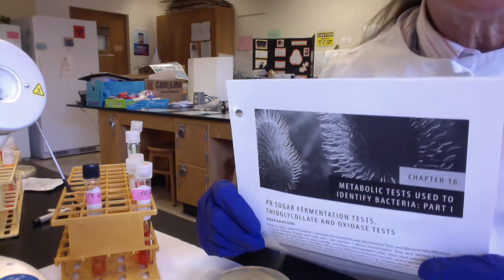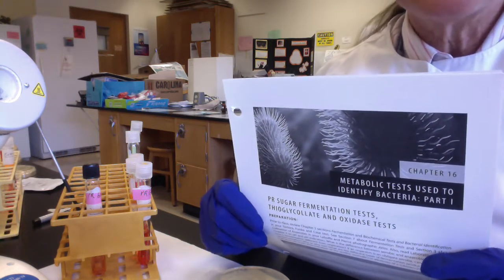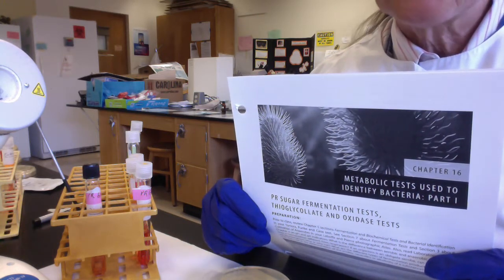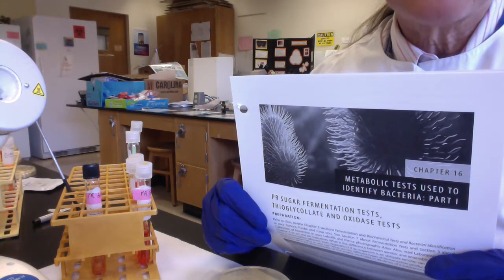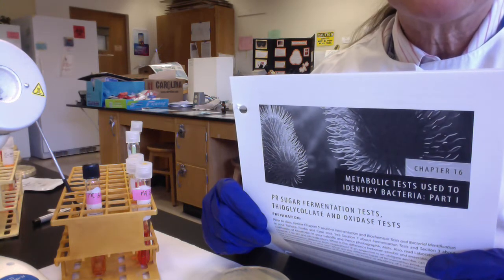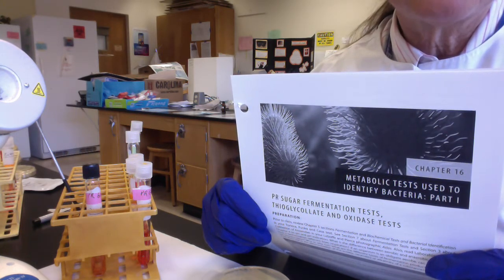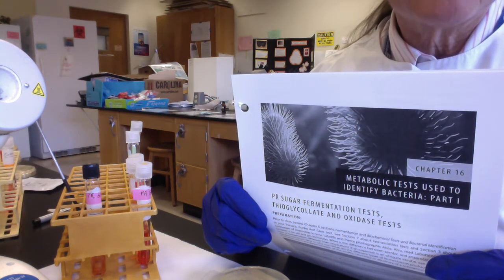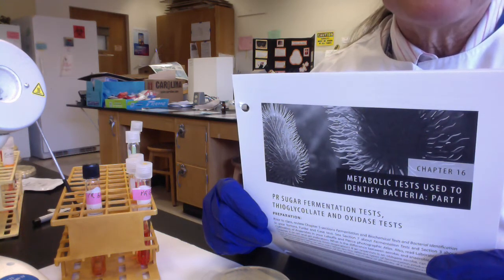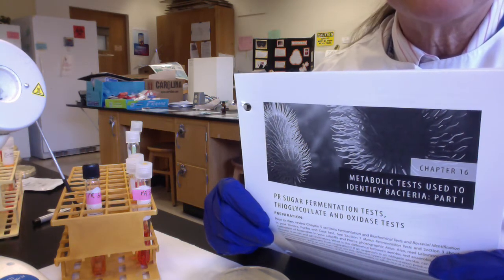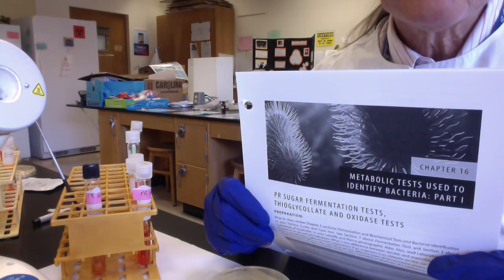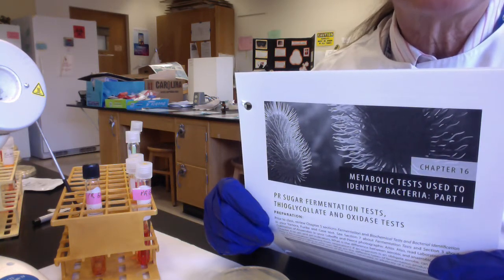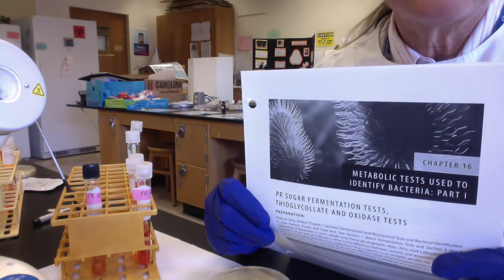Hopefully you'll be able to see how we would have done these techniques if we don't get to do them in person. This is going to be a short video on how to inoculate our lab manual Chapter 16 metabolic tests. Specifically, we're going to be looking to see if our different microbes can ferment different sugars, and we'll be using what's called PR sugar or carbohydrate fermentation medium. And then we'll also be testing our microbes' ability to grow anaerobically or aerobically using a medium called Thioglycollate.